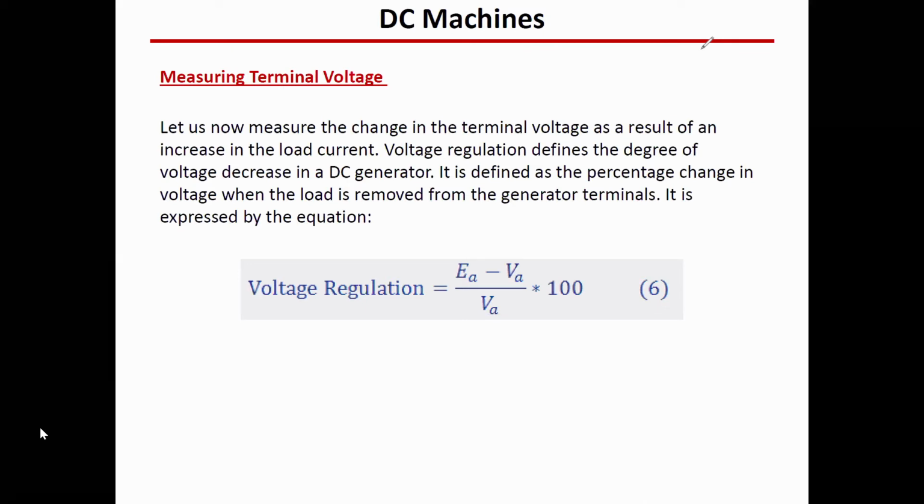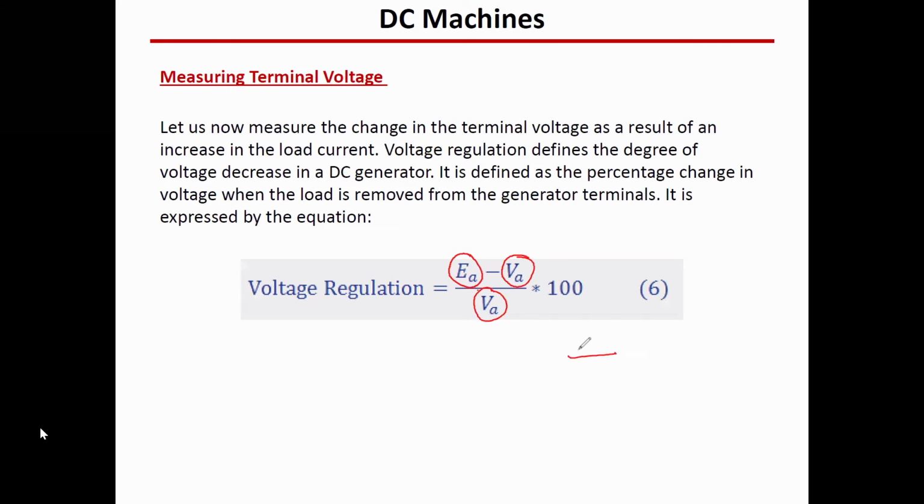So similar to what we did with the motor, if you remember, we measured the speed regulation, right? Which is speed no load minus speed full load divided by speed full load. In the generator case, we're talking about the load, which is electrical. So we should talk about voltage regulation, similar to what we did with the transformer. So the voltage regulation is basically the voltage no load minus voltage full load divided by voltage full load. And it is represented using this equation, which is voltage no load, EA, minus voltage full load, VA, divided by VA.